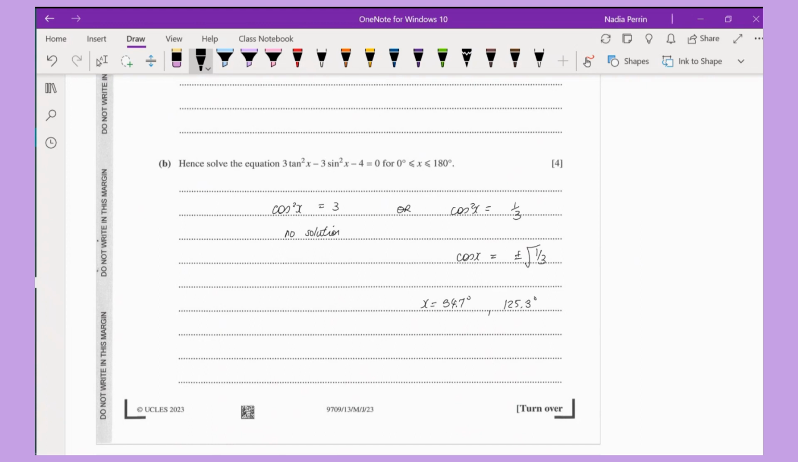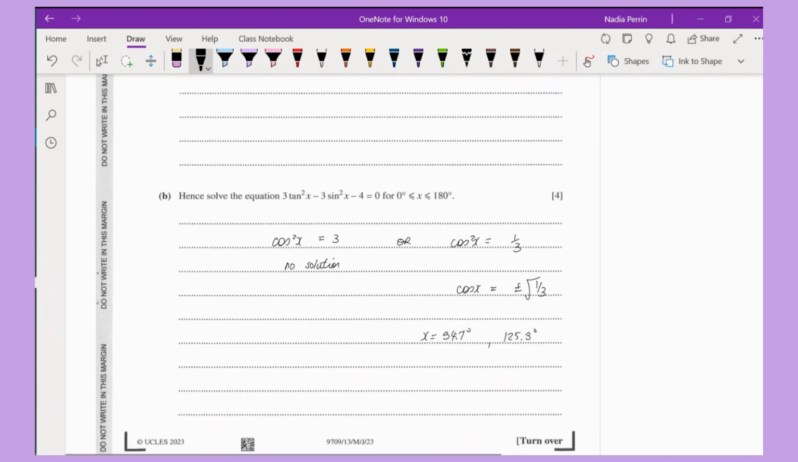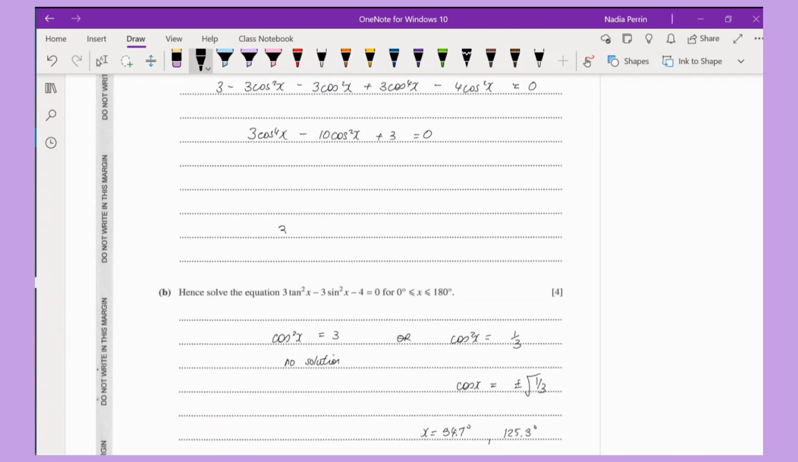Okay, so that was a disguised quadratic. I'll just quickly put here. So basically you're thinking of it like this, and then factorizing from there.